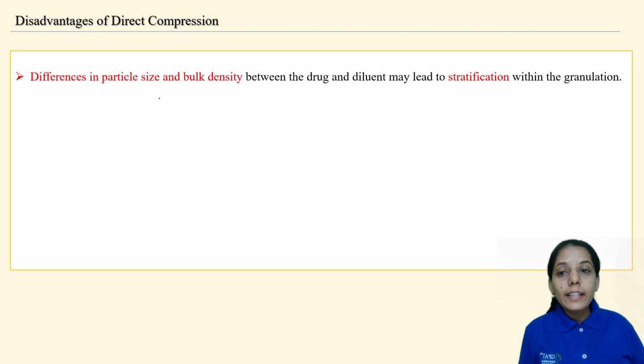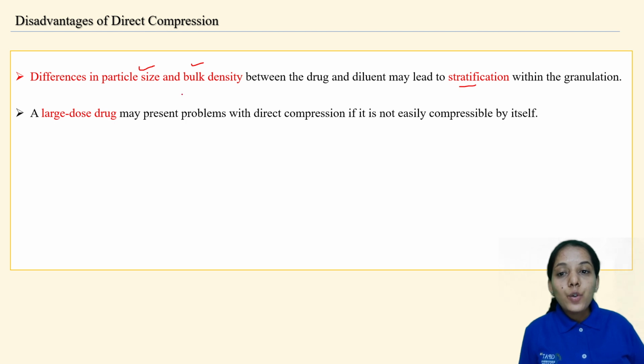Disadvantages are, for example, the difference in particle size and bulk density. If bulk density is more and particle size is less, if such a difference is there, then that may lead to stratification within the granules. Whatever the compression is, that may lead to stratification. It will not be easily compressible.